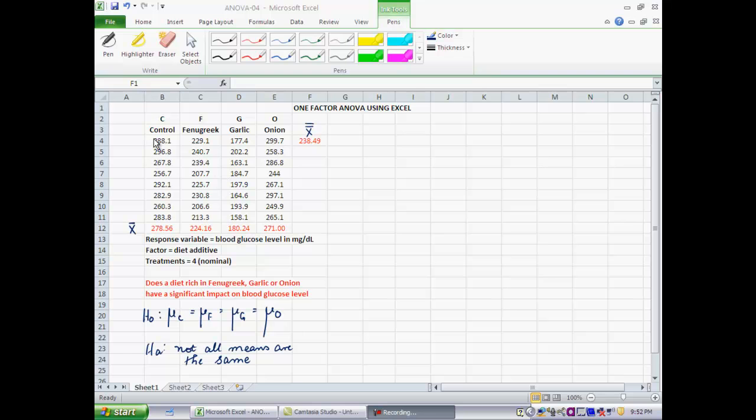In the first group you had 8 rats that were given the regular diet, so that's the control group. The second group of 8 rats were given a diet rich in fenugreek. The third group of rats were given a diet heavy in garlic, and the fourth group of rats were given a diet heavy in onion. Notice that there are 8 rats in each sample. 1, 2, 3, 4, 5, 6, 7, 8. Yes, 8 rats in each of the 4 samples.